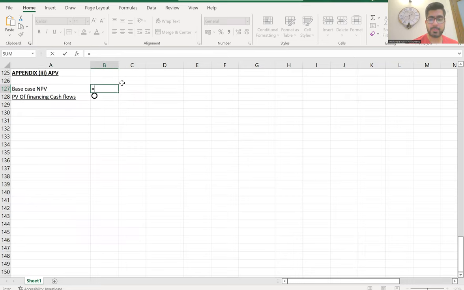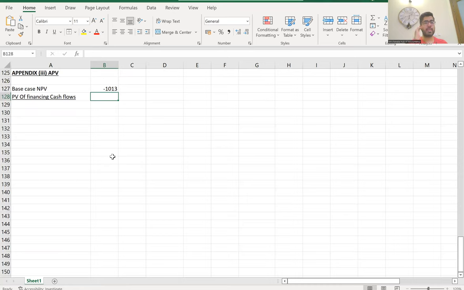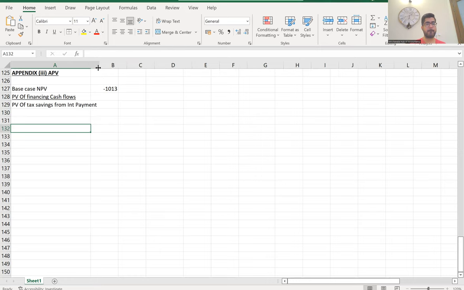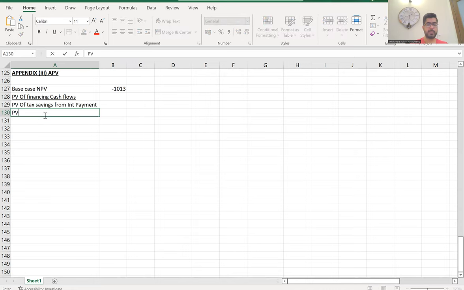Because in APV, for the base case NPV, the discount factor is KE, so on the basis of KE we have already found it. In present value of financing cash flows, the discount factor here is KD. First comes present value of tax savings from interest payment. Then present value of subsidized loan benefit after tax. Then issue costs, then present value of tax savings from issue costs.